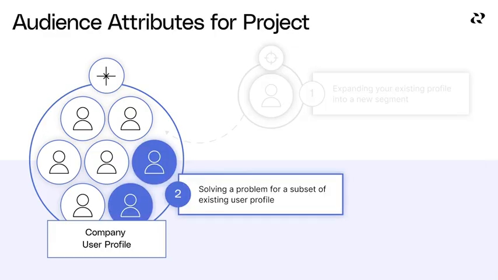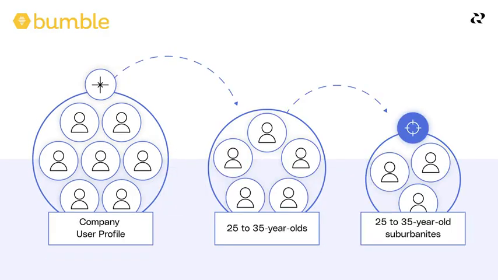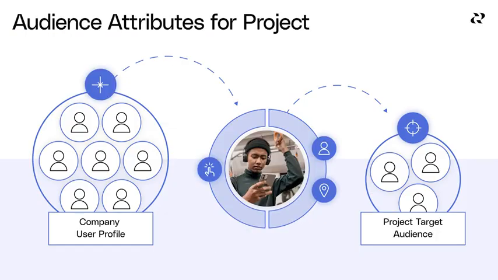The second common deviation is when you're trying to solve a problem for a subset of the existing profile. In this case, the attributes of that subset determine your project's target audience. Let's imagine you're a PM at Bumble, and you're working on a feature to increase the number of user profiles specifically for 25 to 35-year-olds living in suburban areas. Your interviews should specifically focus on this subset. Speaking with folks in the broader Bumble user population won't bring you closer to refining user value for this particular opportunity.